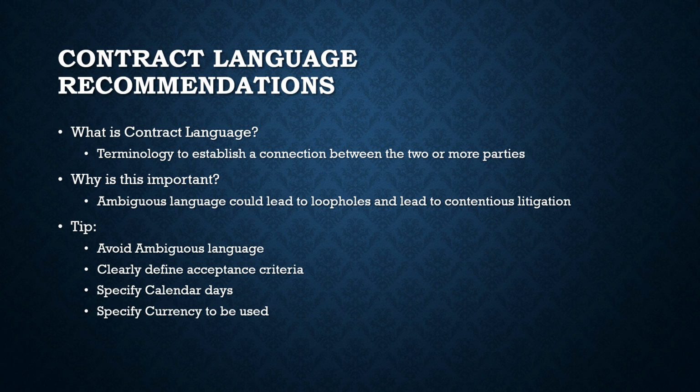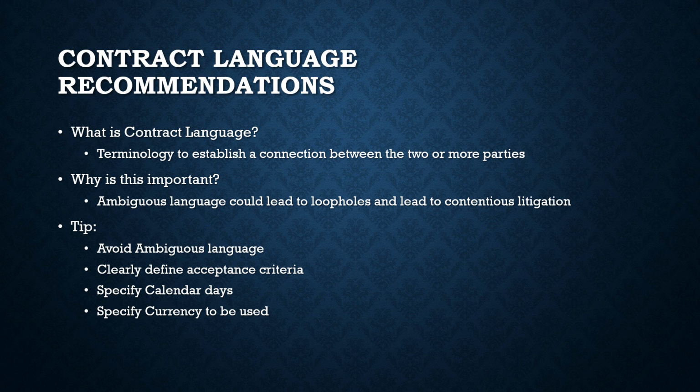And now we're moving on to contract language recommendations. In order to go over the recommendations, we have to understand what contract language is. The language within a contract is basically terminology to establish a connection between two or more parties. Why is this important? Because ambiguous language could lead to loopholes and contentious litigation on either side. A tip we can use is to avoid ambiguous language.